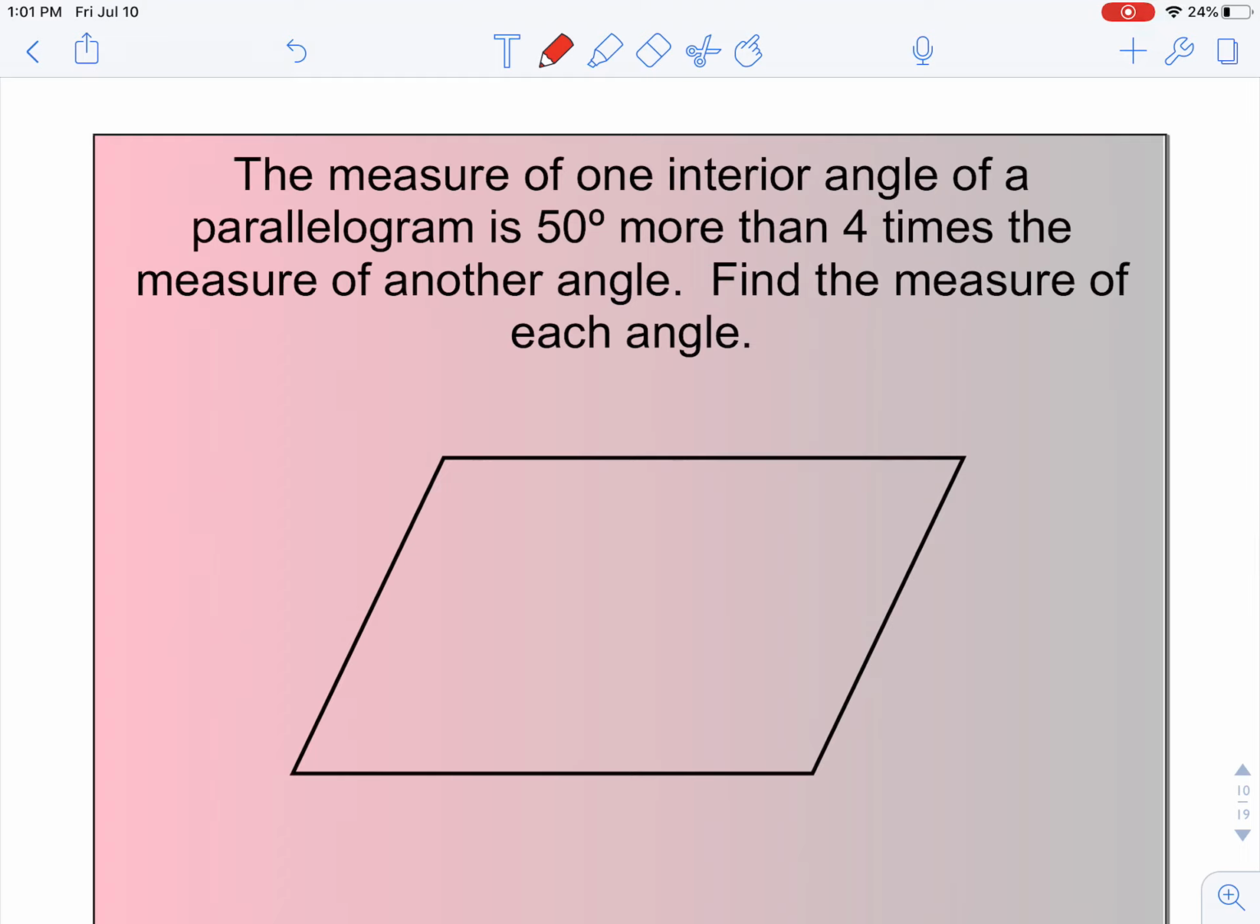Okay, well now we can do kind of the same thing, only we're going to make it a little more complicated. This time it doesn't have it marked as a parallelogram, but it says the measure of one interior angle of a parallelogram is 50 more than 4 times the measure of the other angle. So here's an interior angle. Okay, here's another interior angle. One of them is 50 more than 4 times the measure of another angle. So if this angle is x, then the other angle is 50 more than 4 times x.